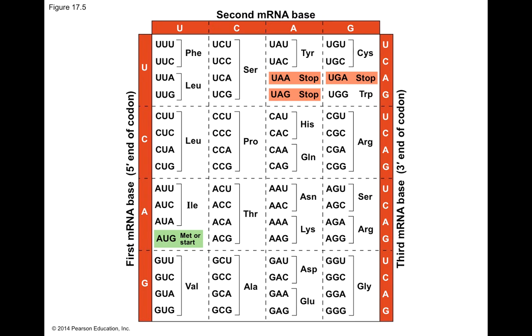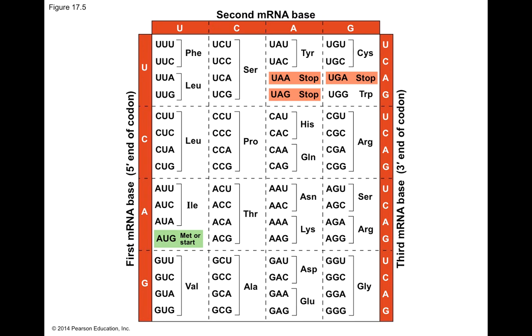61 of them code for amino acids, with one of them, shaded in green, designated as the start codon. Every polypeptide begins with this codon in the amino acid methionine, usually abbreviated as MET. The other 3 codons code for stop signals to mark the end of translation. There's no amino acid for stop. The sequence of amino acids just ends.